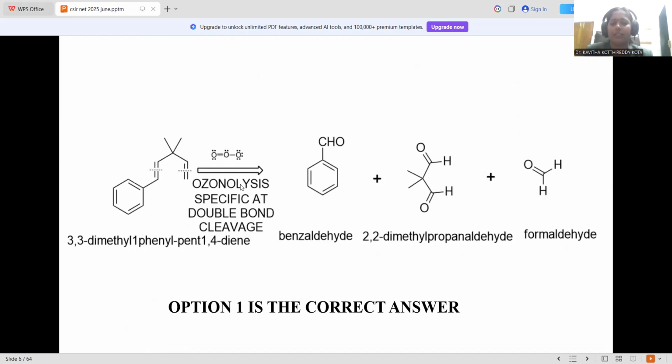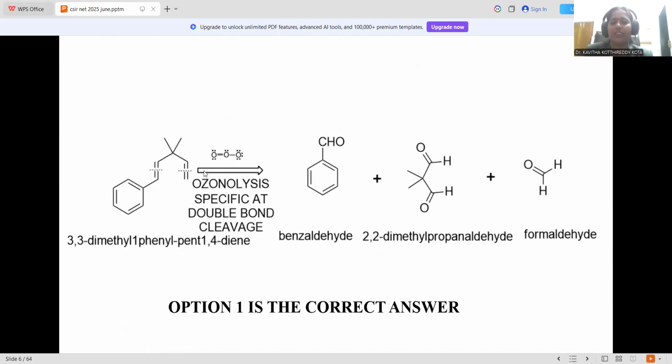Whenever this is subjected to ozonolysis, specific for double bond cleavage, only the double bond is completely broken, and the carbons directly linked are converted into corresponding carbonyl functionalities. Here the carbon is attached to the benzene ring, so you can notice benzaldehyde as one of the fragments. And this carbon becomes an aldehyde, and this carbon becomes an aldehyde, so a single compound with two aldehyde groups got generated. That is a dimethyl propanedial. And one more small fragment you can notice at this terminal carbon atom, which is only 1 carbon in length, a formaldehyde. This is the entire ozonolysis procedure.